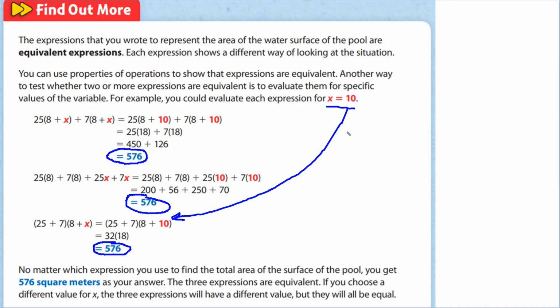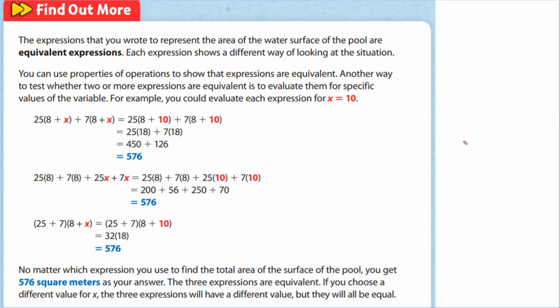So all three expressions would work. Okay, they're all equivalent. No matter which expression you use to find the total area of the surface of the pool, you get 576 square meters as your answer. The three expressions are equivalent. If you choose a different value for x, the three expressions will have a different value, but they will all be equal. You should try that if you want to.